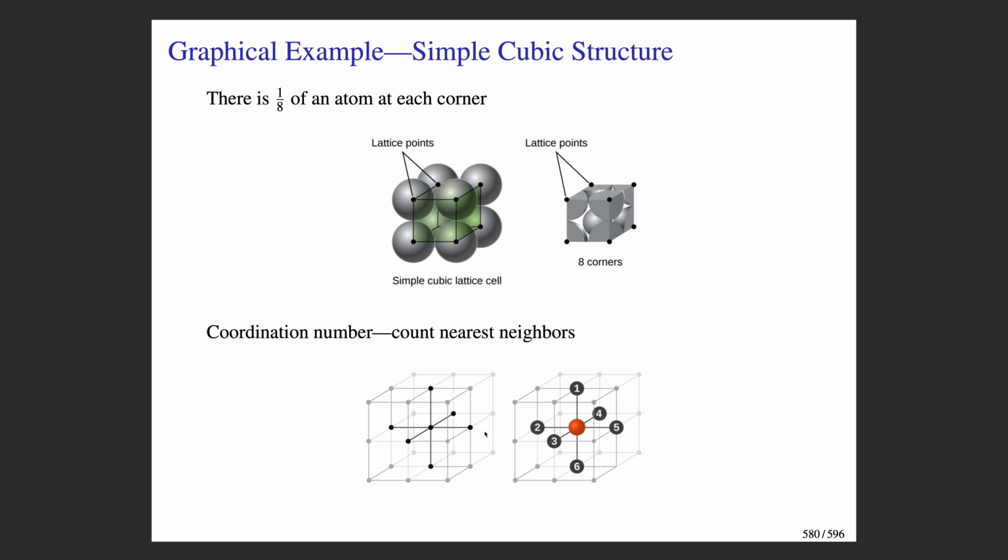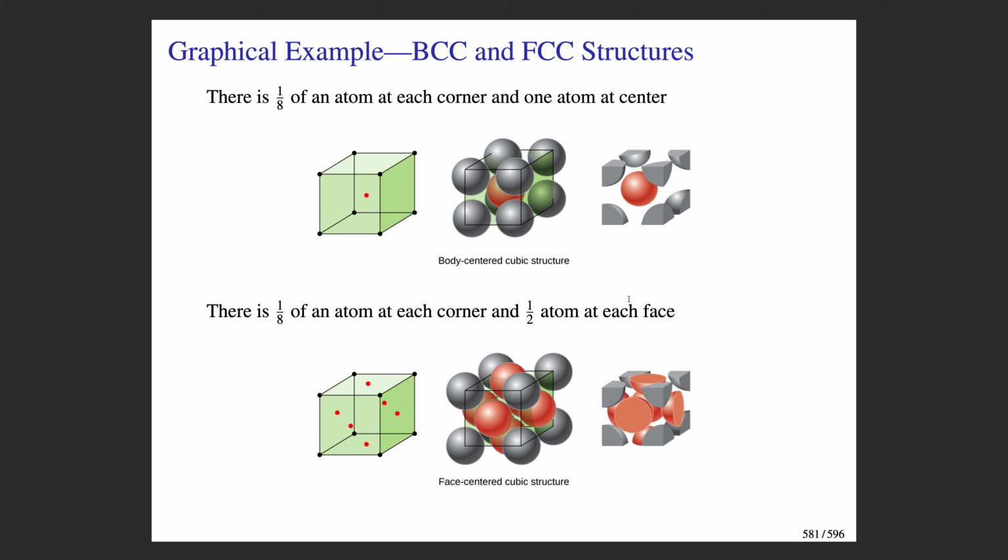So these are quantities that one likes to know for the different types of crystalline structures: how many atoms are within the crystal structure, and what's the coordination number for that particular crystal structure. Here we're looking at the body-centered cubic. You've got 4 atoms at the corners and 1 in the middle. So the body-centered cubic is going to have a total of 2 atoms within its unit cell.